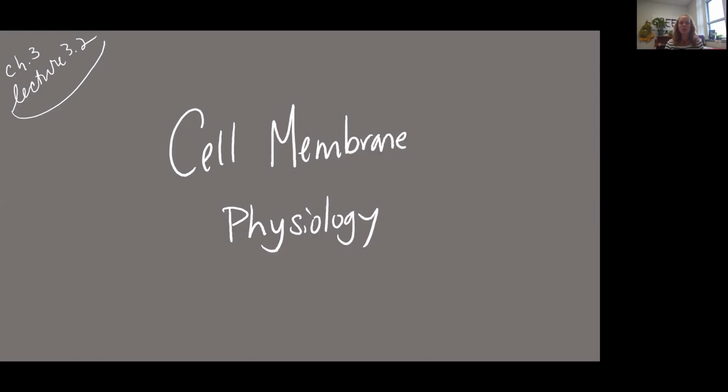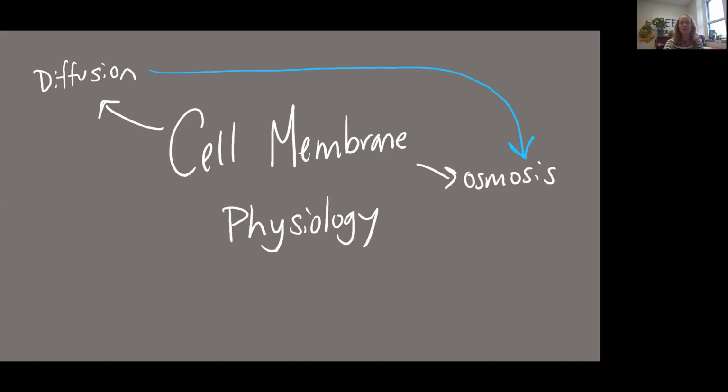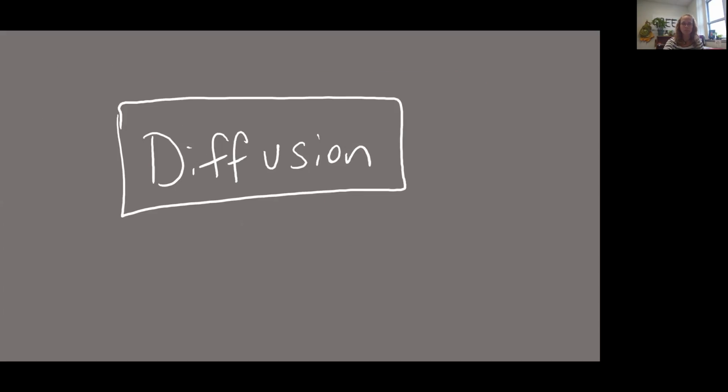There are three different mechanisms to describe how material will move across the membrane. So we're going to be talking about the process of diffusion. We're going to talk about a special type of diffusion called osmosis. That will have its own video presentation. And then we will also talk about vesicular transport as our third mechanism of how materials can move across the membrane. So let us begin with diffusion.